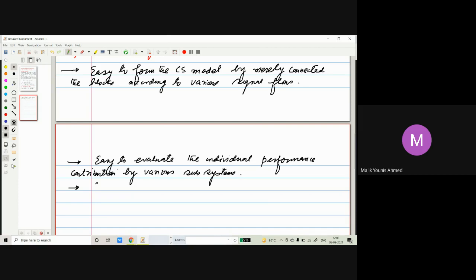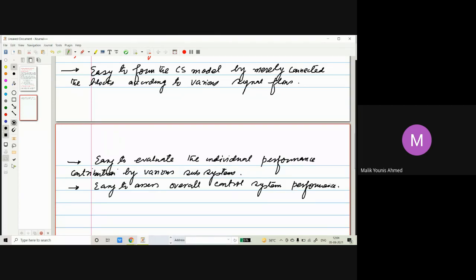That is also easy: easy to assess overall control system performance.